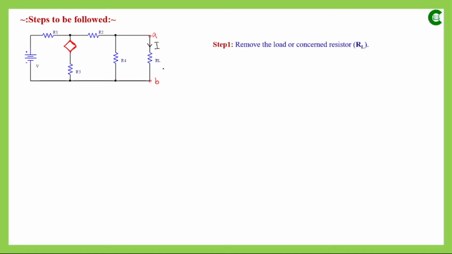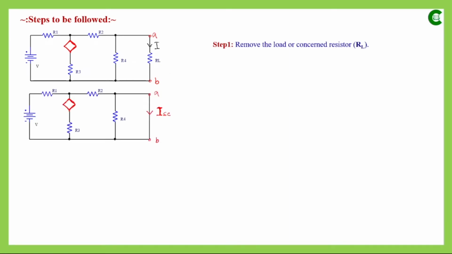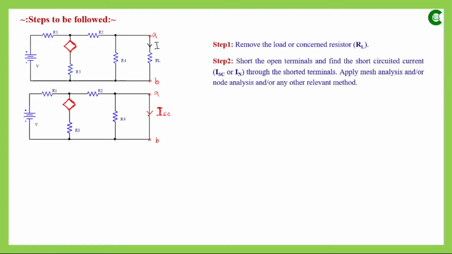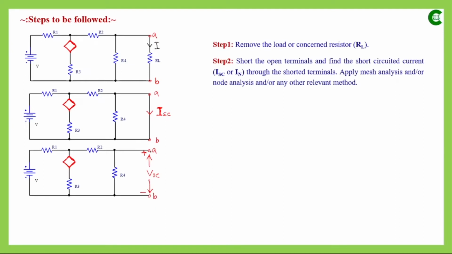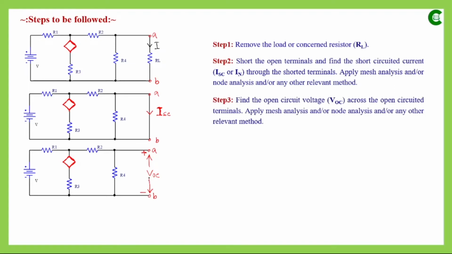Then, after removing the load resistor between these terminals, we short that path and find the short circuit current that flows between the two terminals A and B. That short circuit current is called Norton's equivalent current of the whole circuit, and it is the current that we represent in the final or modified circuit. Next we open those two terminals and find the open circuit voltage between the open terminals A and B.